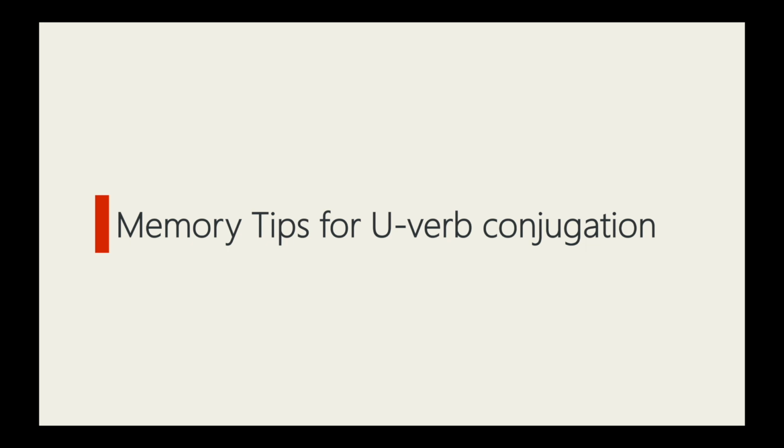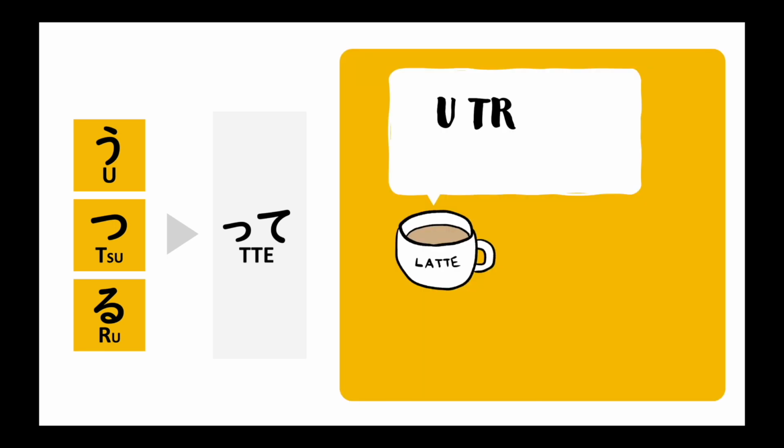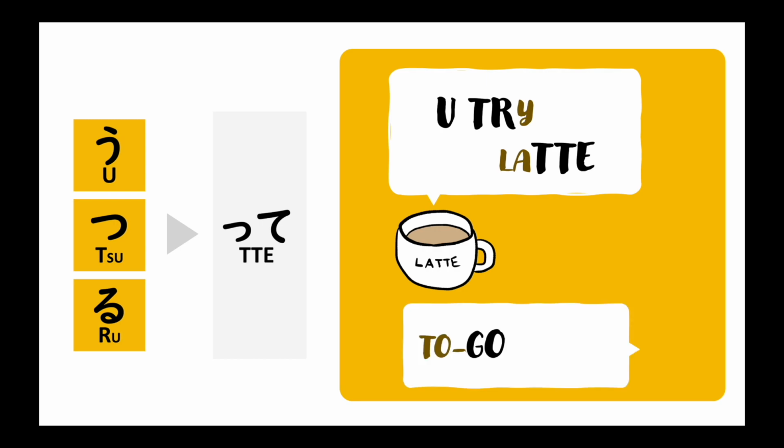There are many te form songs. So if you like to sing, search for te form song and you'll find lots of videos. I'll introduce memory tips with pictures in this video. U-verbs ending with u, tsu, ru are changed to te with small tsu. So you can either memorize this rule as u-tsu-ru-tte or take the first character u, t, r and memorize this phrase, you try latte. Also remember, iku, to go, is the only exception that becomes itte.